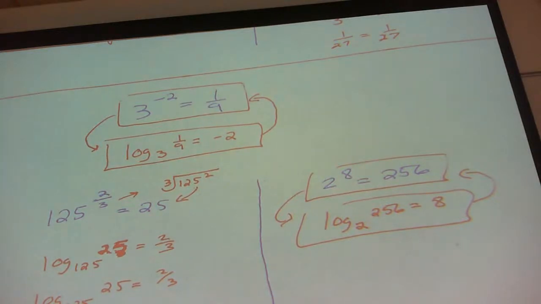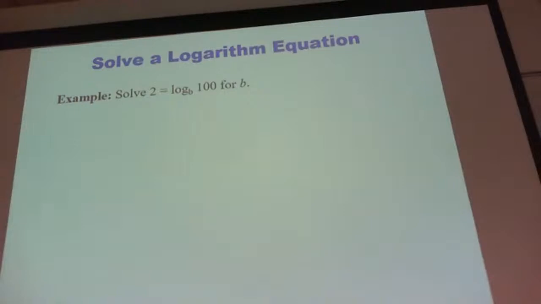Really, what number goes where? If I asked you to solve 2 equals log base b of 100, what I want you to do is convert it to an exponent and then find the number. Convert to an exponent and then solve.